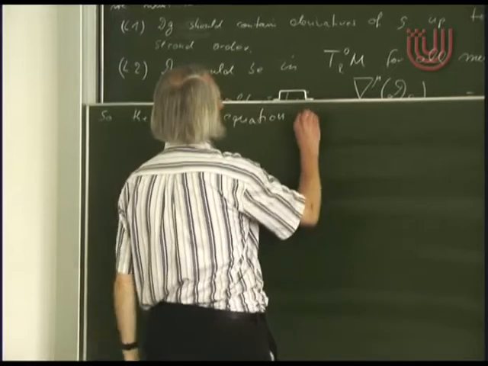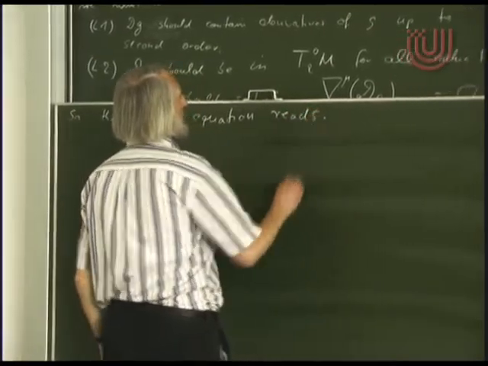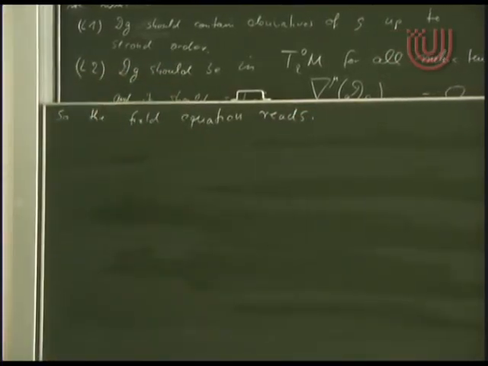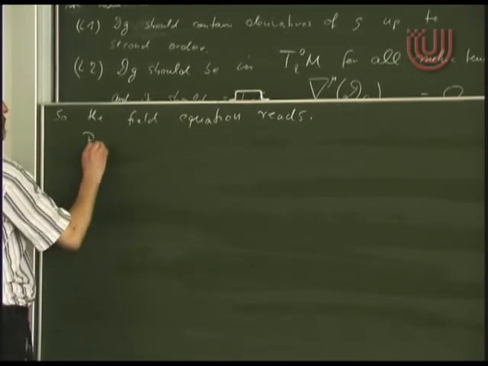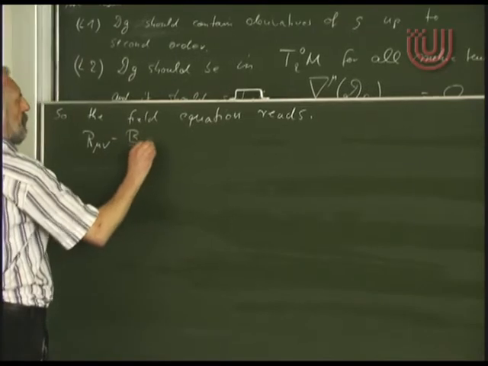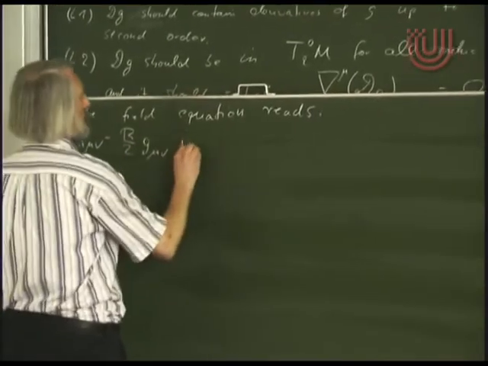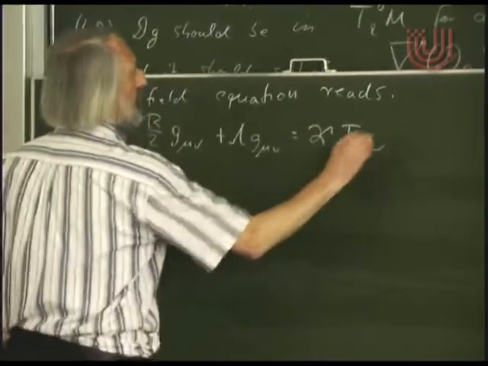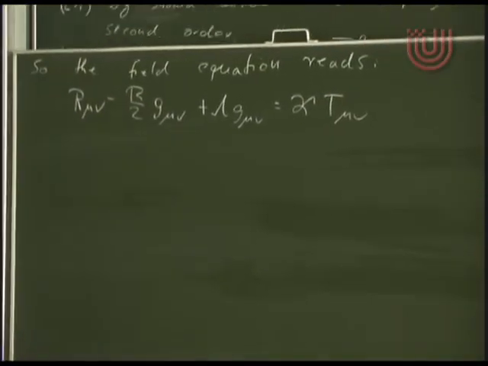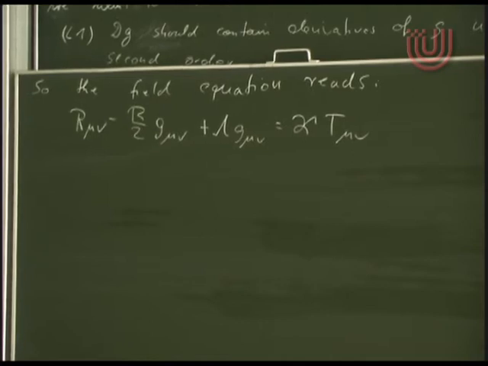So the field equation reads, let me write it again. Usually you just put the kappa on the other side, and then you are left with R mu nu minus R over 2 g mu nu plus lambda g mu nu equals kappa T mu nu. So it involves two constants, kappa and lambda.